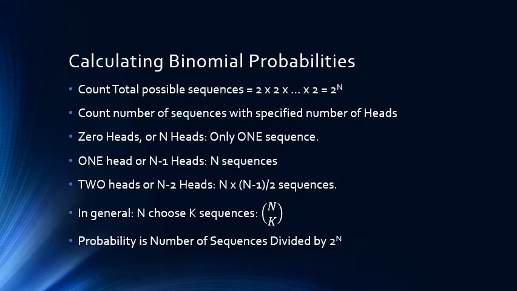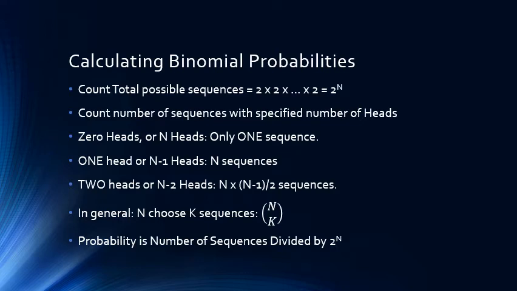You start by counting all possible sequences. If you have 10 flips of a coin, at every flip you have two possibilities, either heads or tails. So you just multiply 2 by 2 by 2, 10 times, and you get 2 to the power 10, which is 1024. That is the total number of possible sequences of heads and tails. And the thing about fair coins is that all of these 1024 sequences have exactly equal probability, which is 1 over 1024. So that's the first step.